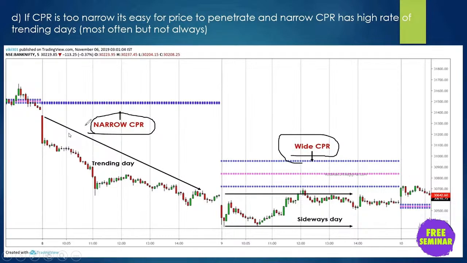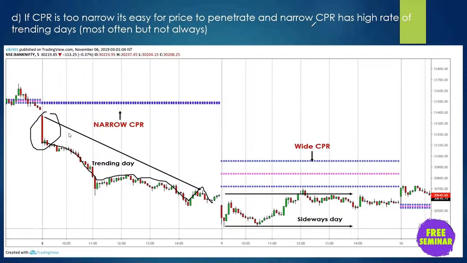So when you see a narrow CPR and the day starts with a red candle, if it breaks the previous day low, then the chances of a trending day become higher, but not 100%. So next day, what happened? Again you have seen a bearish candle. Then your bias should not have been towards a trending day. Your bias should have been towards a sideways day because of the wide CPR. Now let me tell you another thing. Many people think that trending day means, oh, look at this.